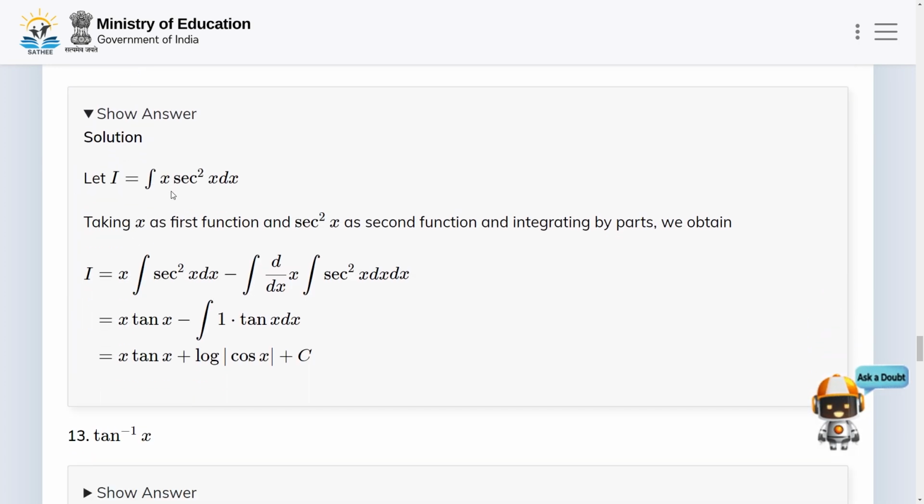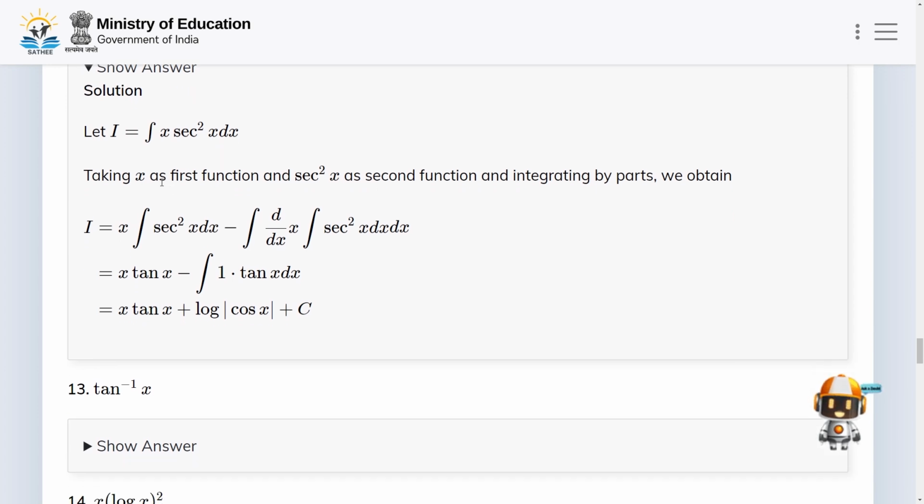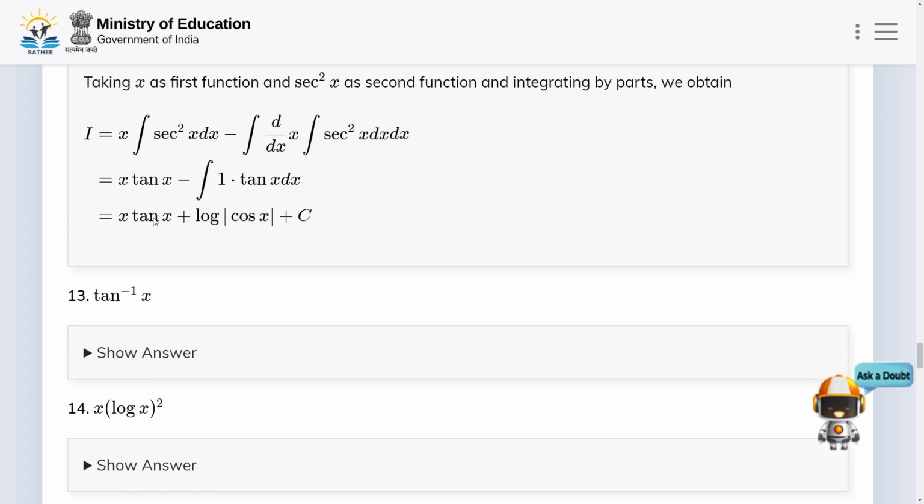Let I be equal to the integral of x sec square x dx, taking x as your first function and sec square x as your second function. Integrate by using by parts. We obtain first function x times integration of second, which is tan x, minus integration of differentiation of first, which is 1, times integration of second, which is tan x. Now you know the integration of tan x is minus log modulus cos x, or in terms of sec x it is just log sec x. Whatever form you choose, you can choose. So this will be your final answer in terms of cos x.